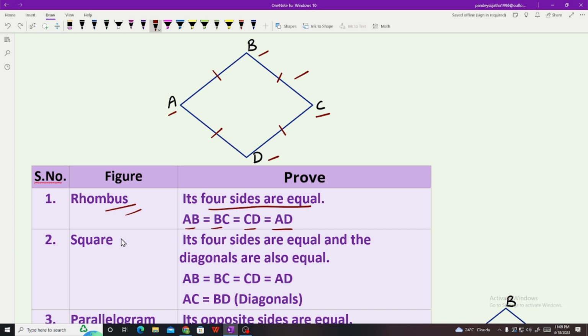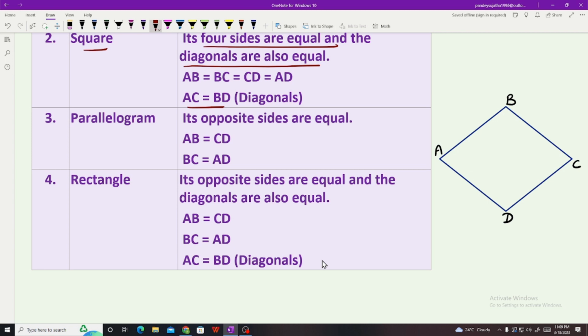To show that the quadrilateral is a square, show that all four sides are equal and even the diagonals are also equal. That is, AC is equal to BD. So to prove the quadrilateral is a parallelogram, we need to show that the opposite sides are equal. If AB is equal to CD and AD is equal to BC, then we say that ABCD is a parallelogram.